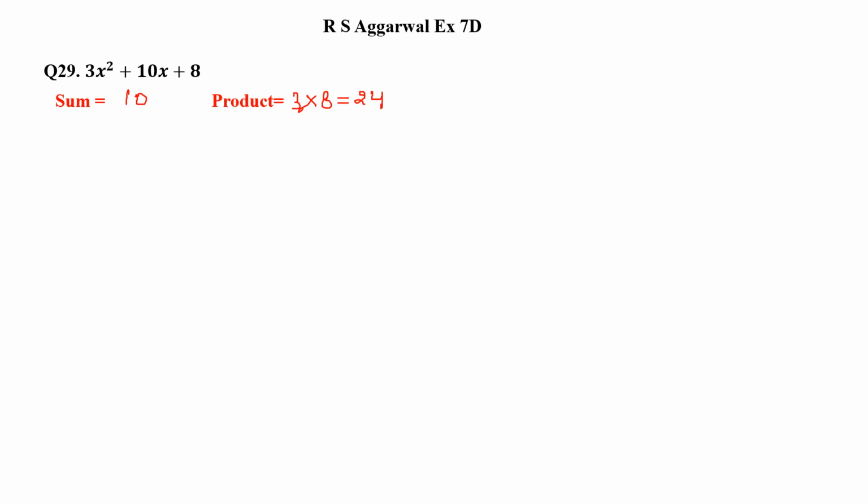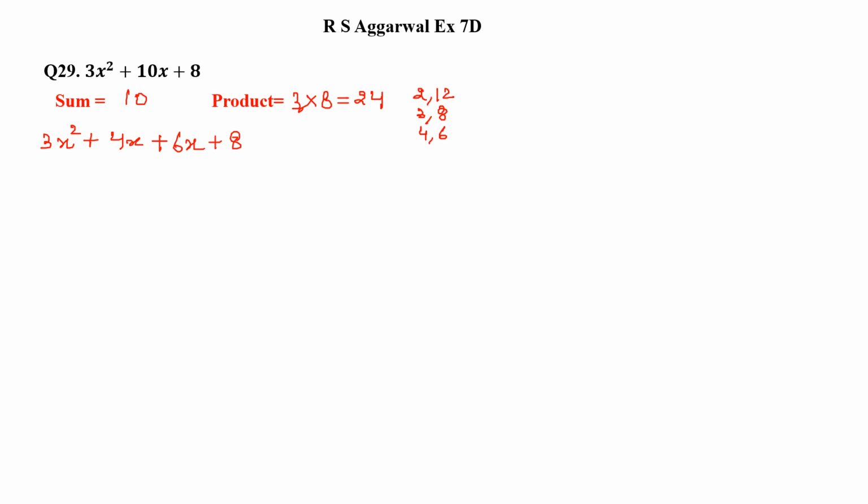So if I can see 2 table 24 comes, right? 2 and 12 will give me 24, but the sum is not 10. Next I can take 3 times 8. 3 8s are also 24, but again sum is not 10. Next 4 times 6 is also 24 and the sum 4 plus 6 will give me 10. It means now I have to split it like 3x square plus 4x plus 6x plus 8.